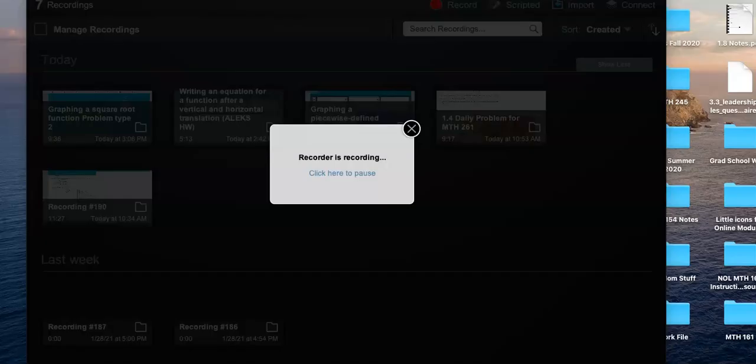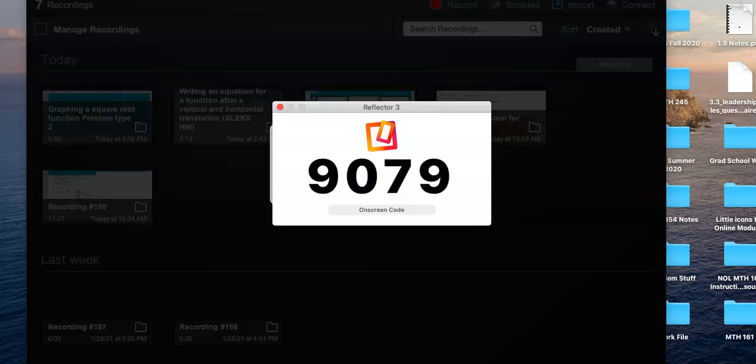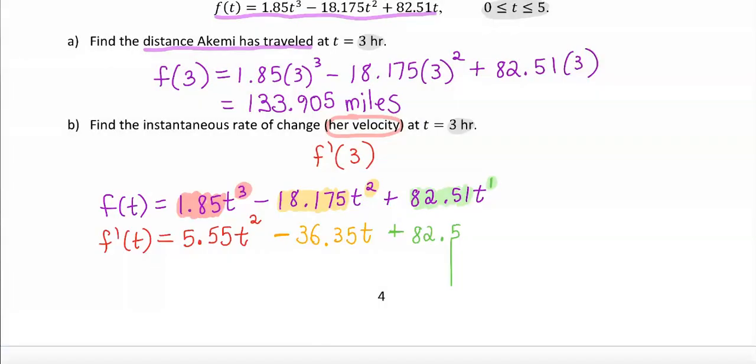Oh no! What happened to my iPad? I'm losing connection all day long. All right, let me connect it again. Ah, awesome. So we're back.